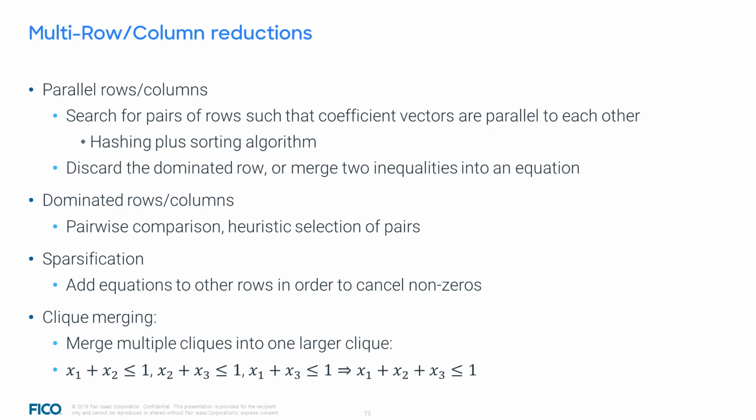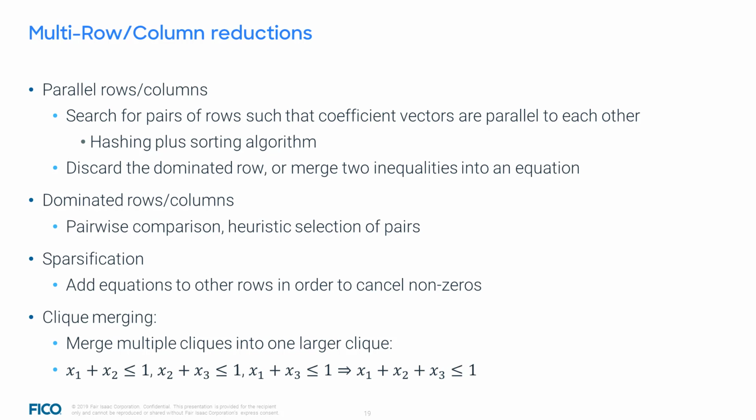Another type of reductions are multi-row and multi-column deductions. In particular, checking for parallel rows or columns. Assume the coefficient vectors of two rows or columns are parallel to each other, meaning they are a multiple of each other. Then, one of the two rows is redundant, hence can just be discarded. Two columns could be aggregated into one column, or we could introduce a dominance relationship between them. Parallelism can be detected efficiently by using a special kind of hashing and sorting algorithm.